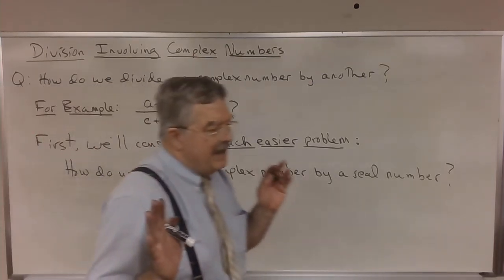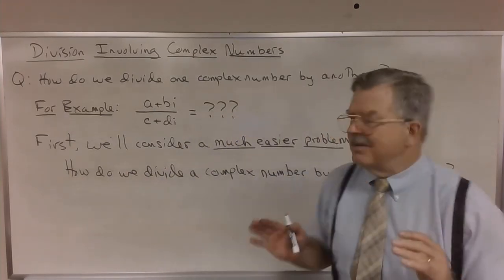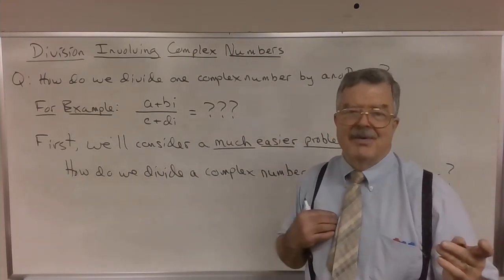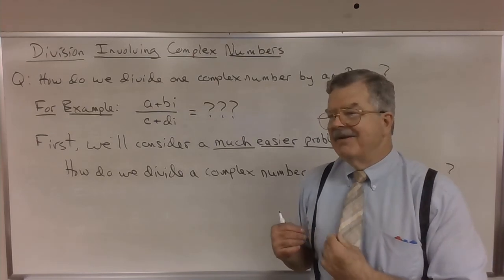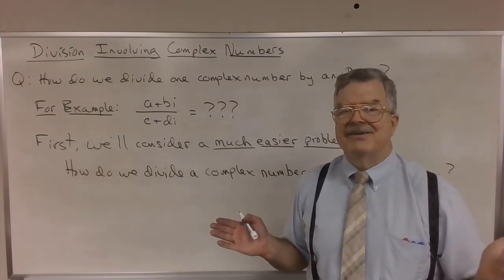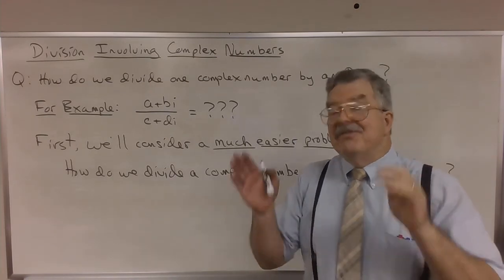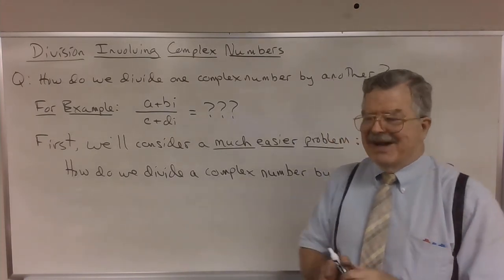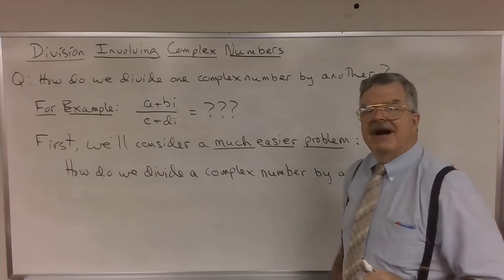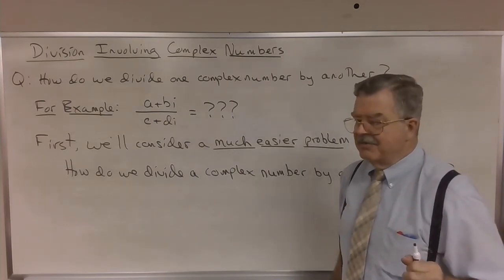That wasn't exactly what I wanted to do now, but I'm going to do it because I know I can do it. And I'd rather do something that I know I can do and succeed rather than do something I know I can't do and fail. So I'm going to do what I can do right now. I'm going to divide a complex number by a real number.